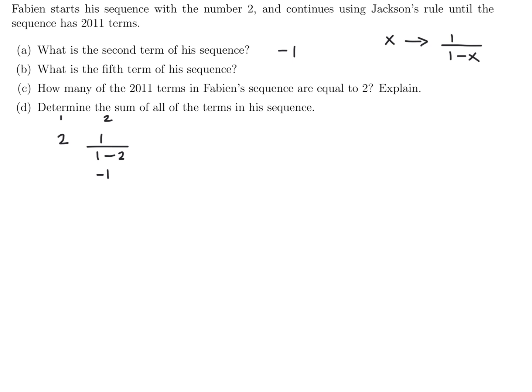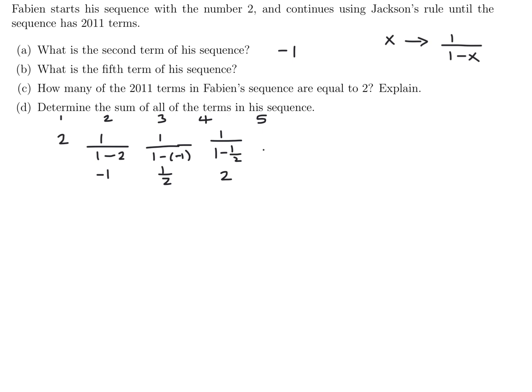The fifth term, okay, so we've got to keep going here. Third term, fourth term, fifth term. So again, 1 over 1 minus negative 1 this time. So this is 1/2, correct? And then the fourth term would be 1 over 1 minus 1/2, which would be 1 over 1/2, which is 2. And then we're right back to 2 again.